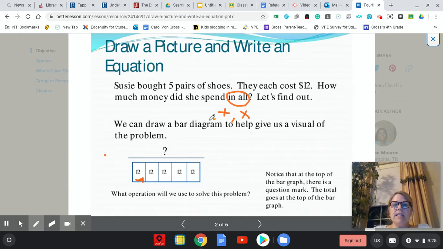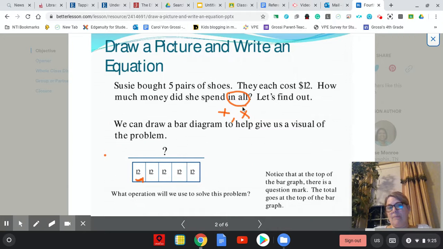Then in each box, they put 12 because each pair of shoes costs the same amount, $12. So 12, 12, 12, 12, 12. So which operation will we use to solve this problem? There are a couple of options here. I mean, you could add them all together, but a little bit quicker would be to multiply, right?